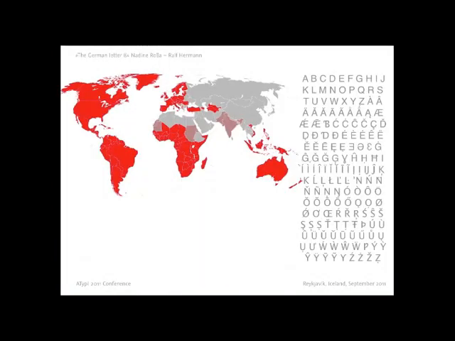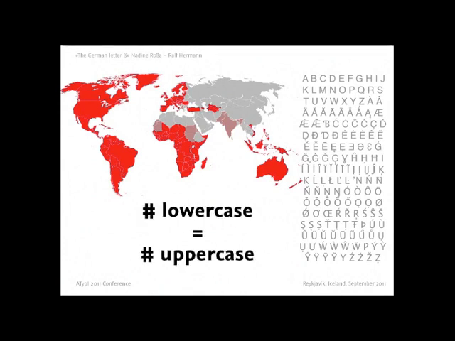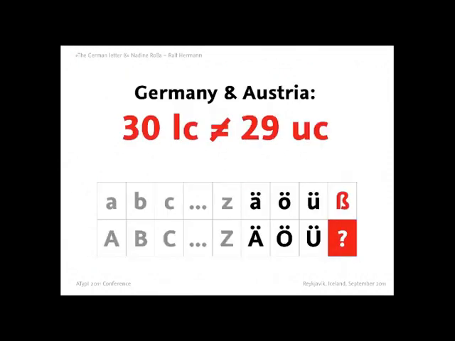In this map, we can see countries using the Latin script, and of course, there are a lot of characters in the Latin script, even on top of our basic 26 letters. But there is one unifying principle that is true for all the characters we can see here. And that is that there is always the same amount of lowercase and uppercase characters in the orthography in each of those countries. And this is true for all the countries we can see here, all but two countries, Germany and Austria, where we have 30 lowercase characters, but just 29 uppercase characters.